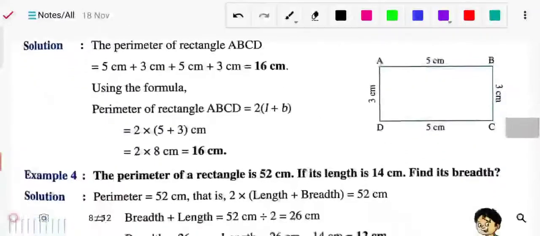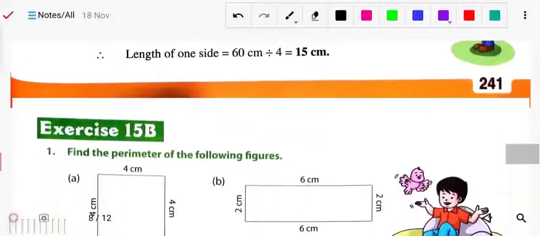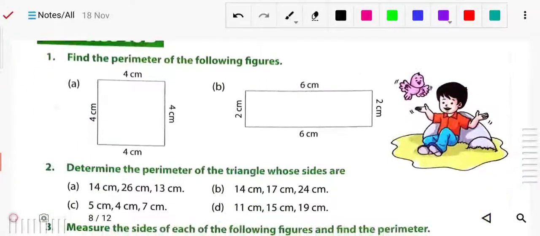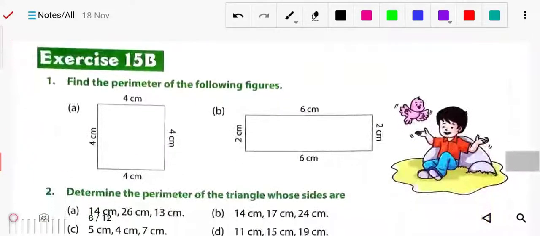Now these are some solved example questions. You can see these questions once again and solve them, you can practice. Now we will solve exercise 15B. First, find the perimeter of the following figure.